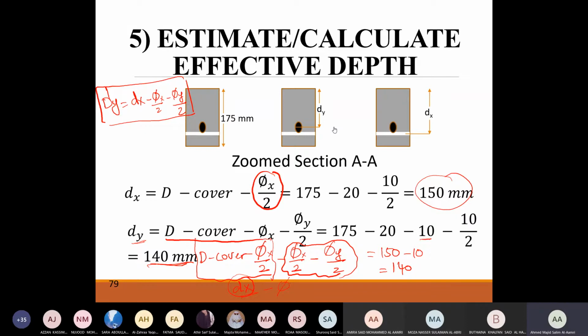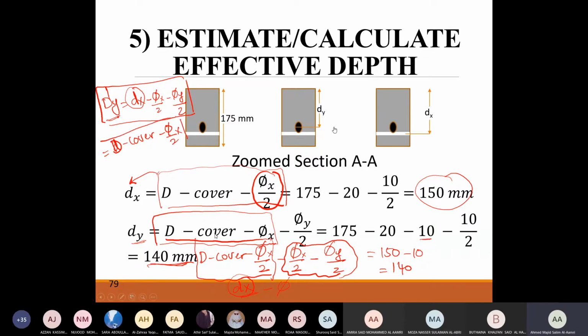Now, once again, this one is dx. Very clear that it's dx. Now, this one is not dx. There is a difference between half of the bar and a full bar. If you want to use whatever you are saying, then it should be dy equals dx minus half of the bar of x minus half of the bar of y, or I can say that it is D capital minus cover minus half of the bar of x. This is going to be representing it for you.